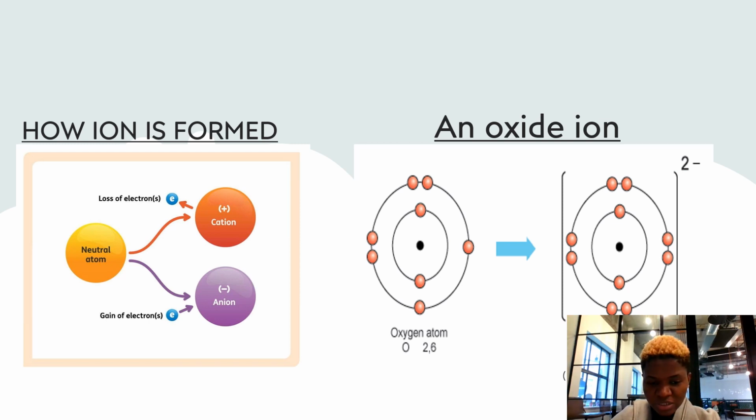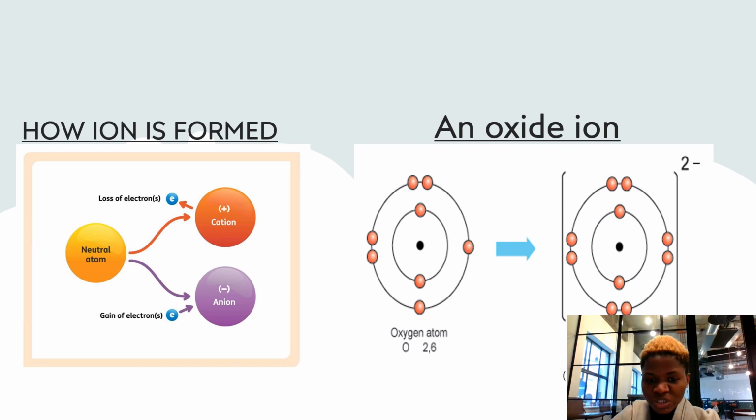Now this diagram shows a neutral atom. It doesn't have any charge or any minus or plus sign. So a positively charged atom is now a cation, and a negatively charged atom is an anion. An oxide ion is a negatively charged atom. So that is an anion. Okay, so that's a form of oxygen.